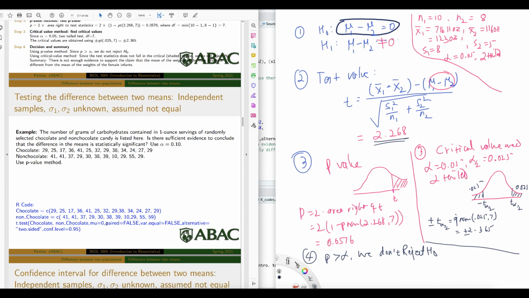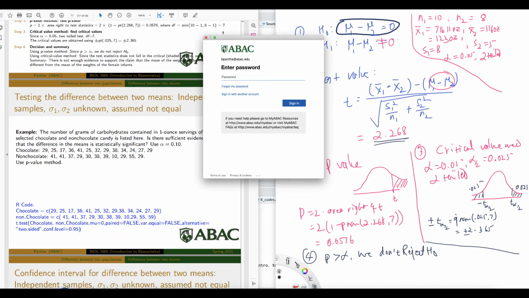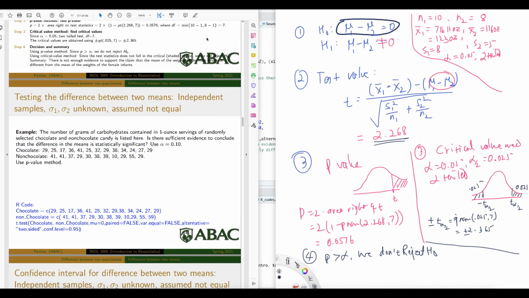Okay. And paired is false because this is not a paired one, right? Because these are two different samples here. And var.equal is also false because we were saying that variances are not known and not equal as well. And alternative is two-sided and confidence level is 0.95. Okay guys, so all these, paired, var.equal, and so on, their order can be different. You can write the alternative first or the other way. It's not a problem.